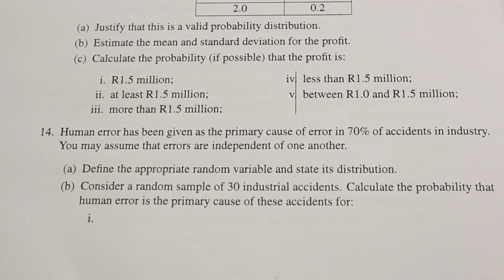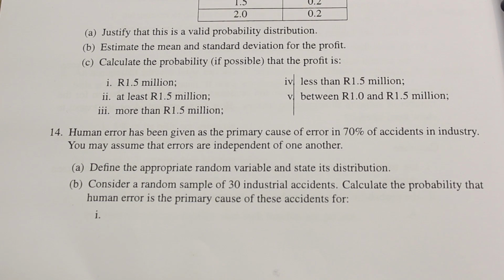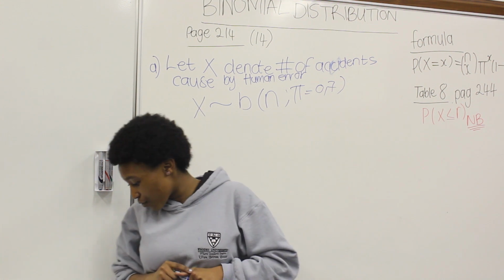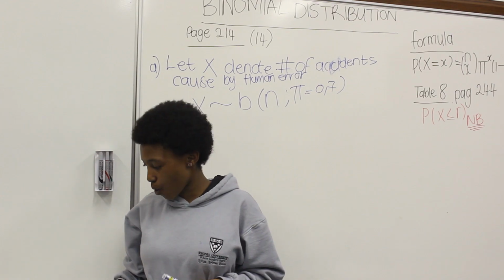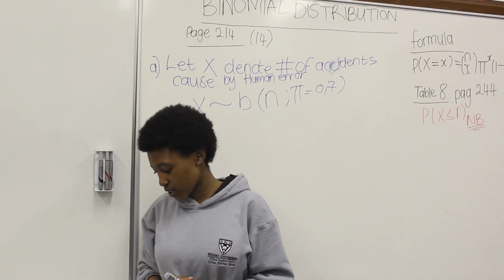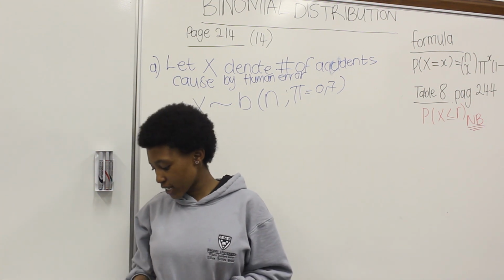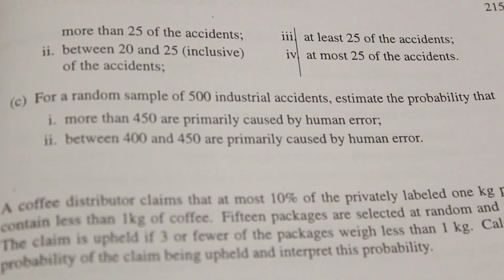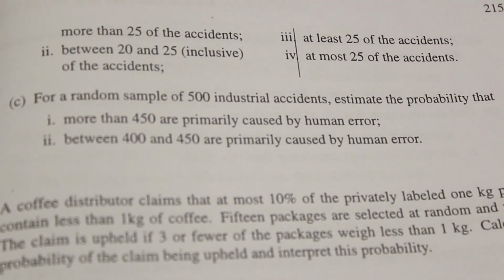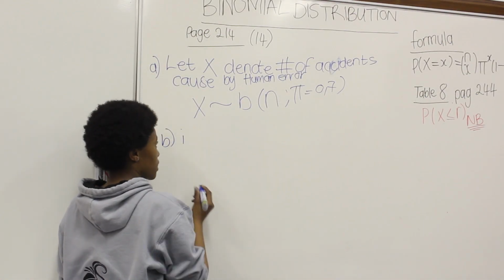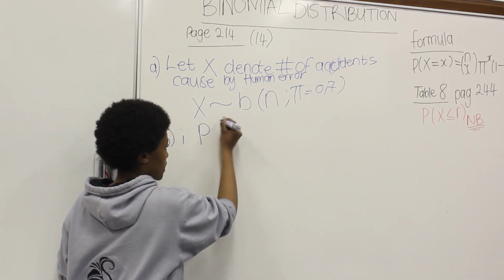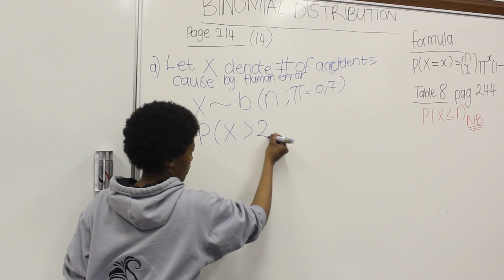Part B says consider a random sample of 32 industrial accidents. So we changed the 30 to 32 industrial accidents. Calculate the probability that human error is the primary cause of these accidents, and the criteria goes down. So part A says that x must be more than 25. Must be more than 25 of the accidents, right? So we're finding the probability, part B, that x is greater than 25.